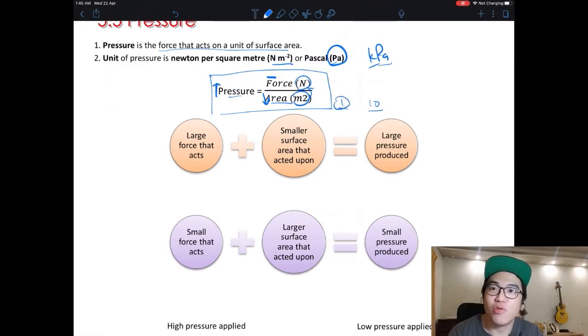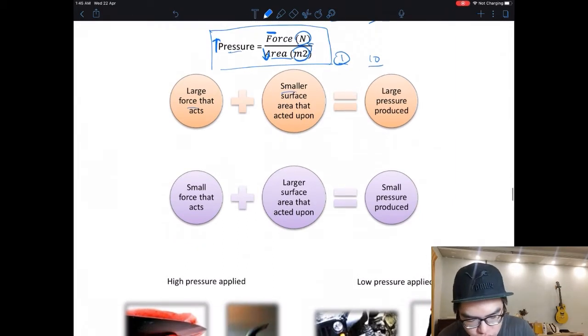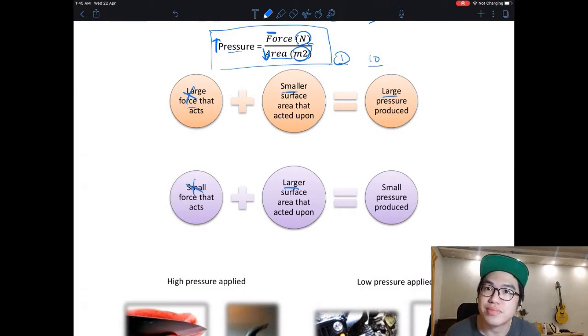Now imagine I wear high heels and I step on you. I am the same weight, that's why force is the same. But now you feel much more pain. Why? Because the area is smaller. That's why the pressure is higher. That's why you feel more pain. I hope this makes sense. So smaller surface, large pressure. Larger surface, small pressure.